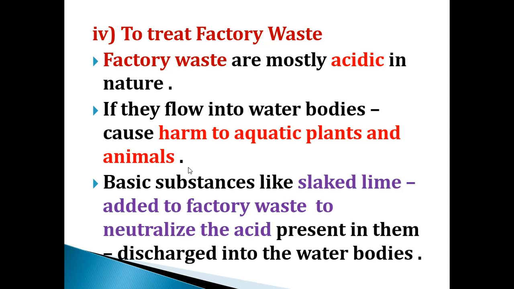So what we have to do is, before discharging factory waste into the water bodies, treat the factory waste with a basic substance like slaked lime. Then we discharge it into the water bodies. Understood, children? We know the effect of acid will be reduced by a basic substance. As factory waste is acidic, we can treat it with a basic substance like slaked lime, and then discharge it into the water bodies.